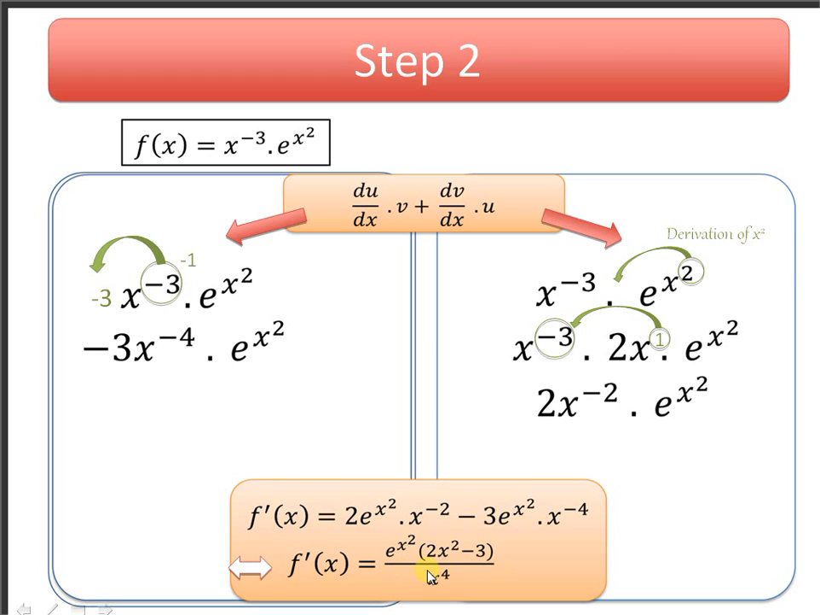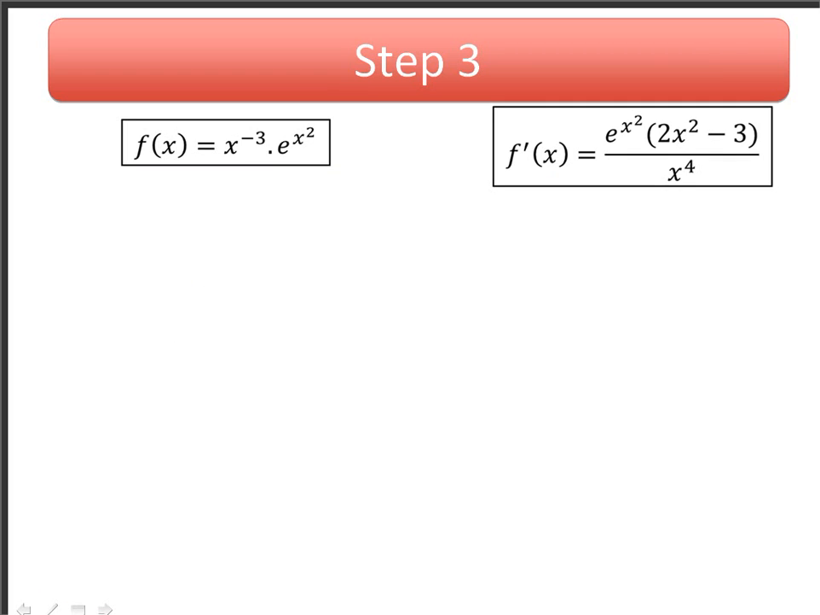Again, using the rules of indices, we can rewrite or simplify this as e to the power of x squared by 2x squared minus 3 all over x to the power of 4, as 2x to the power of minus 2 is equal to 2x squared over x to the power of 4, and minus 3x to the power of minus 4 is equal to minus 3 over x to the power of 4. So now we have our value for f of x and our value for f dash of x. To complete the function, all we have to do is add them into our rule for ln function, dy dx equals 1 over f of x by f dash of x.